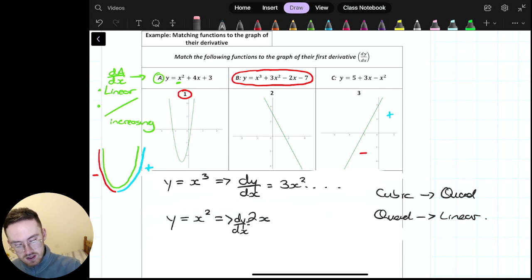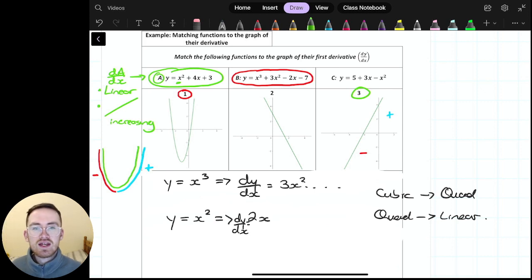So that's going to be my A here, sorry, I'll use the green. So that's going to be A here. It's going to be 3. And lastly then we're looking at C, so obviously we know already that it's going to be 2.